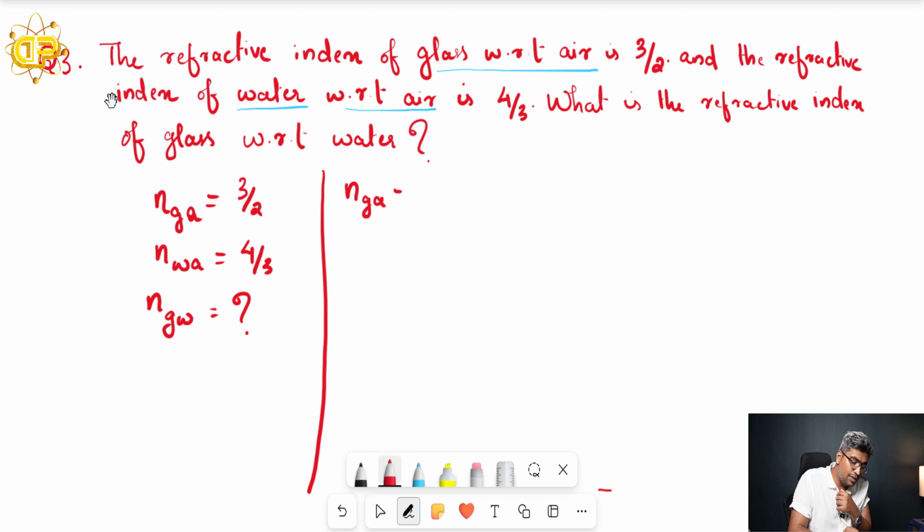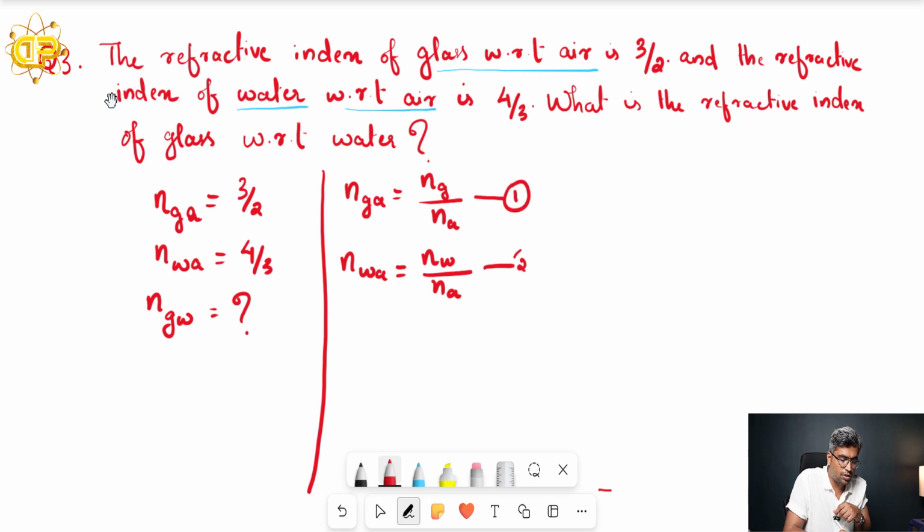NGA can be written as Ng by Na. What is that? It is the ratio of the absolute refractive index of glass to the absolute refractive index of air. And NWA can be written as Nw by Na. Let this be equation 1 and this be equation 2.